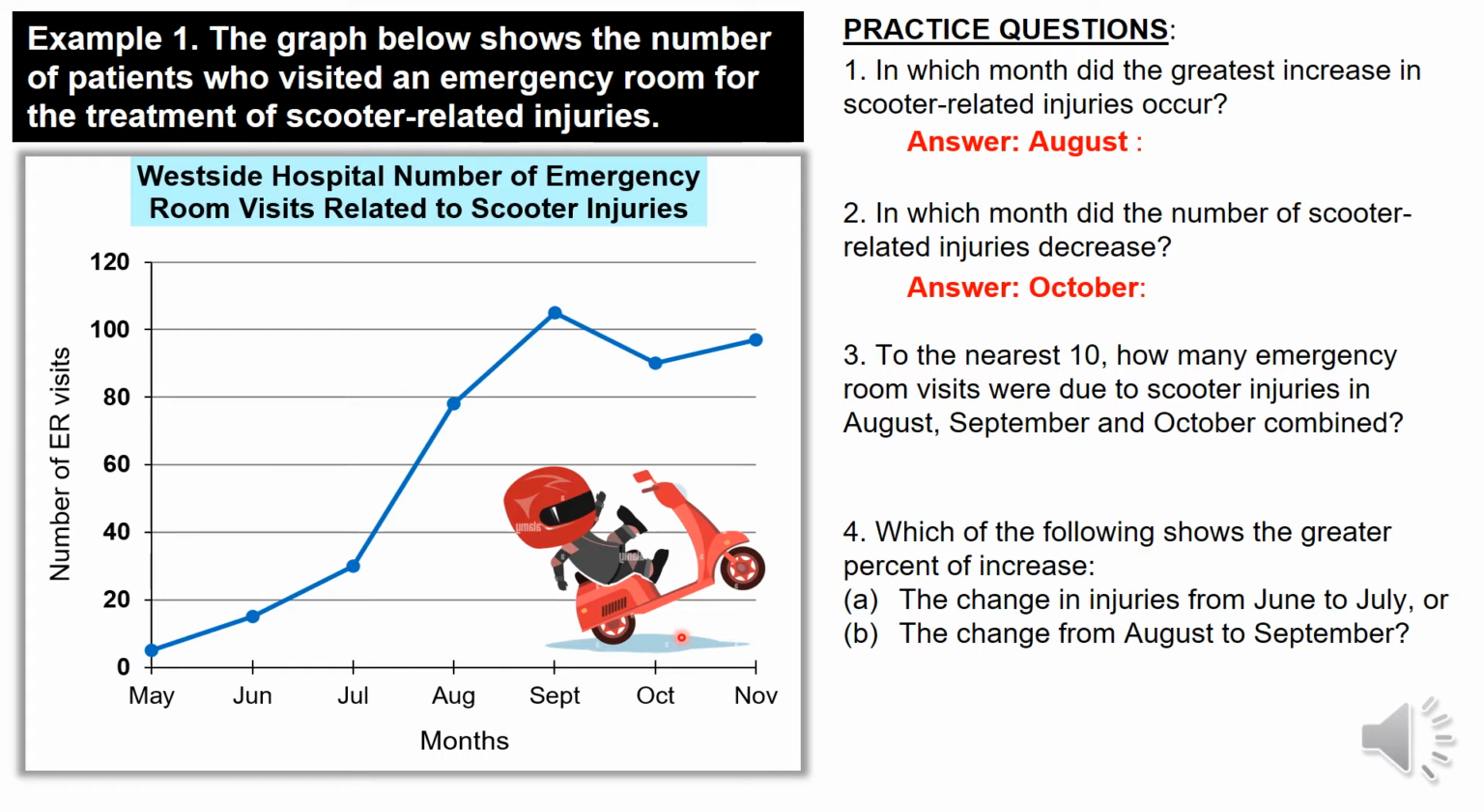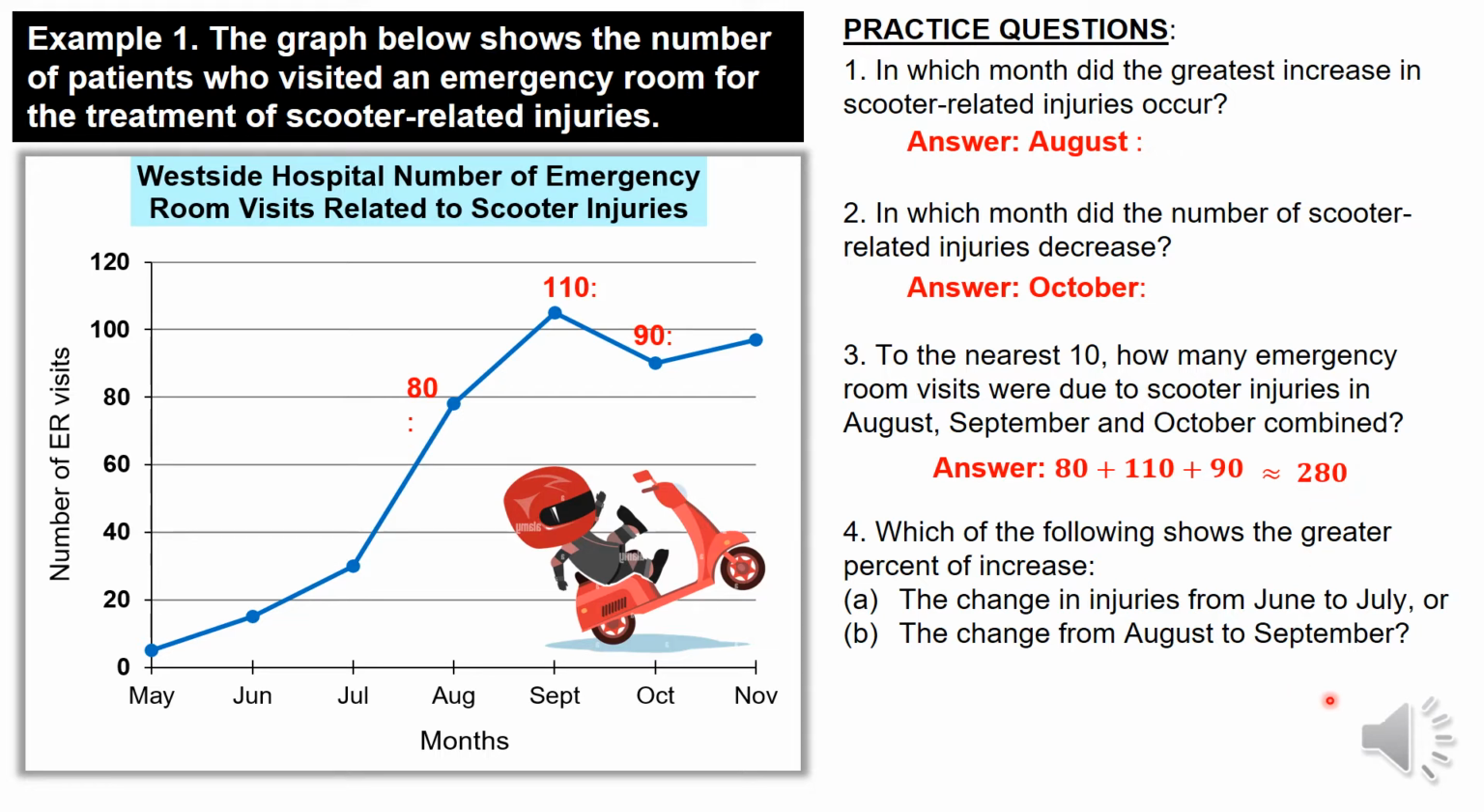Number 3. To the nearest 10, how many emergency room visits were due to scooter injuries in August, September, and October combined? So we have to determine how many are there in August. So we have 80, on September 110, and on October we have 90. So add them all together. We have approximately, to the nearest 10, 280.